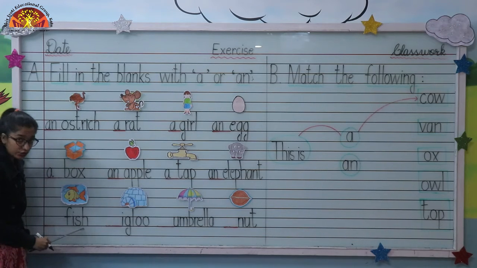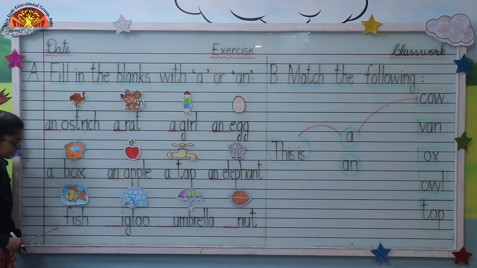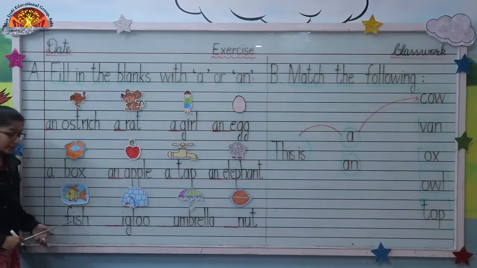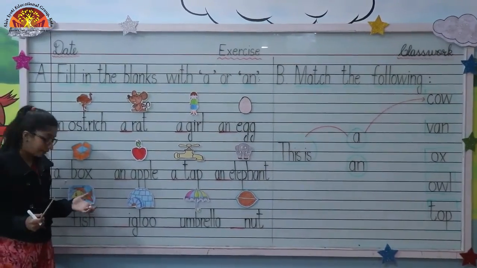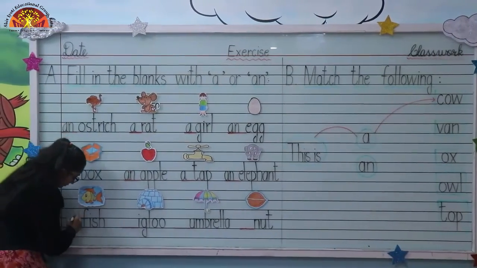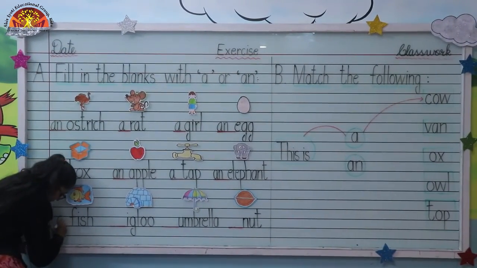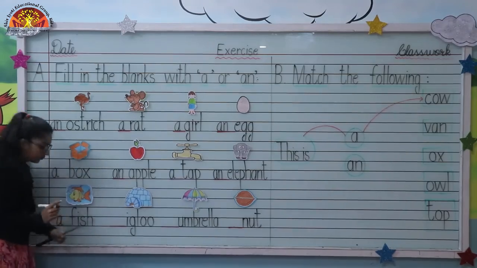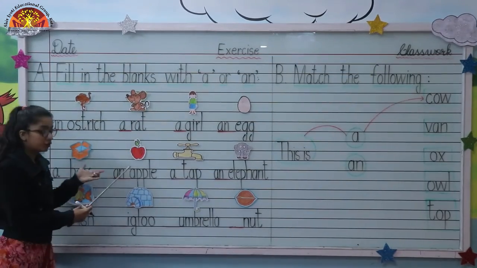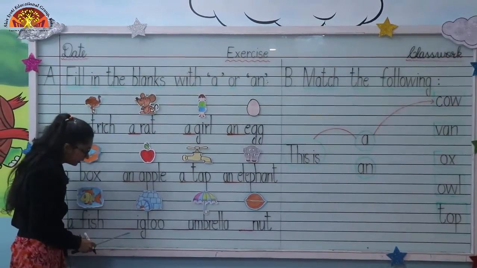Move to next. Dash F-I-S-H. Fish. What should I write here kids? A or an? Yes, a. So write a here. Okay kids, move to next.